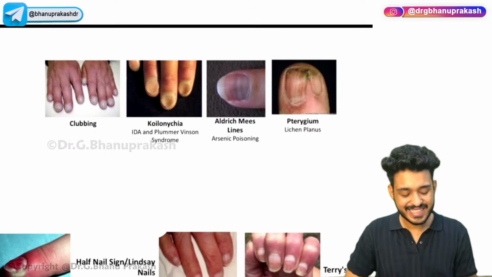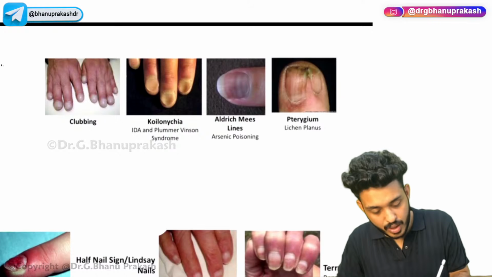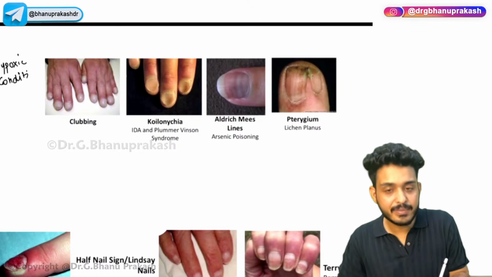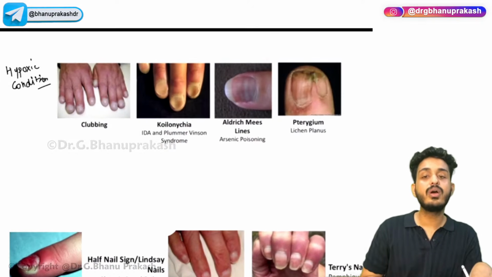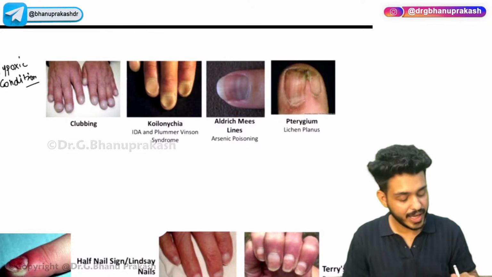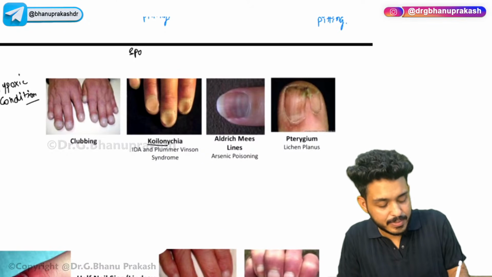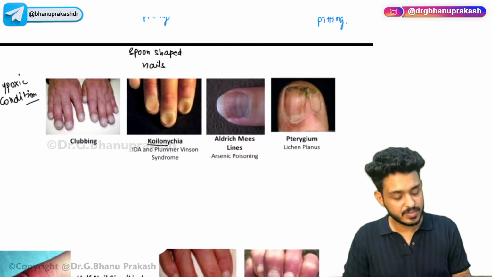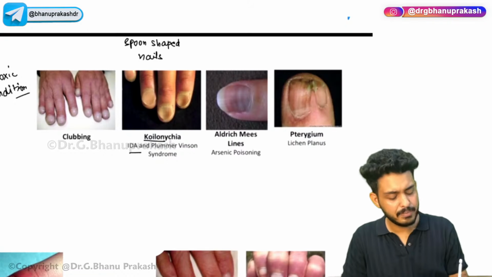Okay, you will be seeing these different nail pathologies. First one is clubbing. Clubbing is due to hypoxic conditions, guys. What can be the exception here? Hypoxic conditions, but these are not due to the COPD group of disorders. Second one is koilonychia. Koilonychia, the simple meaning is spoon shaped nails. These are seen in iron deficiency anemia and Plummer-Vinson syndrome.